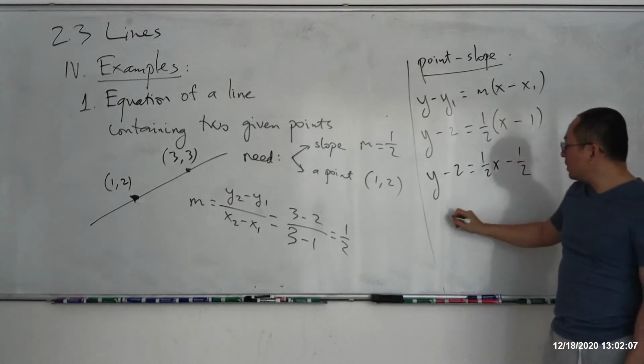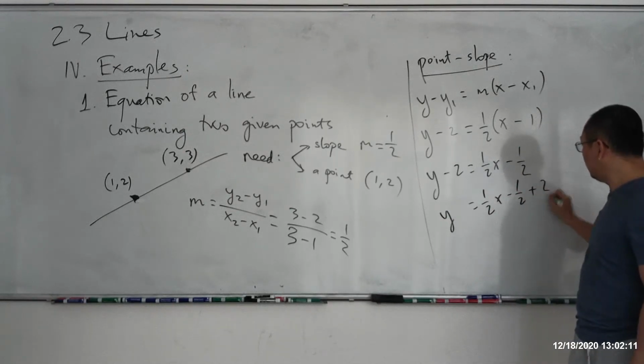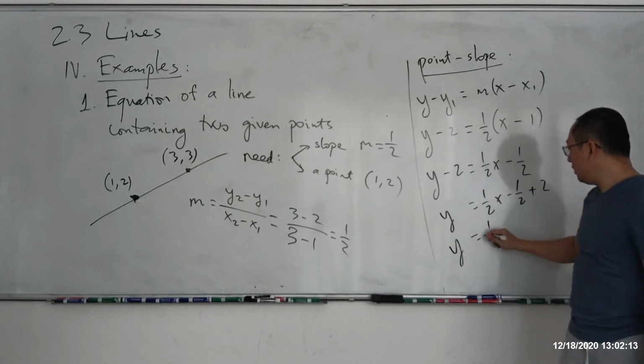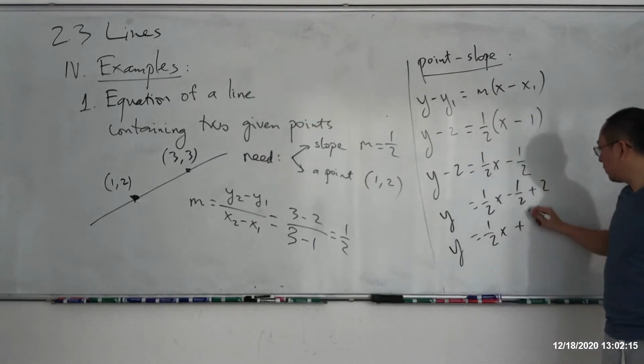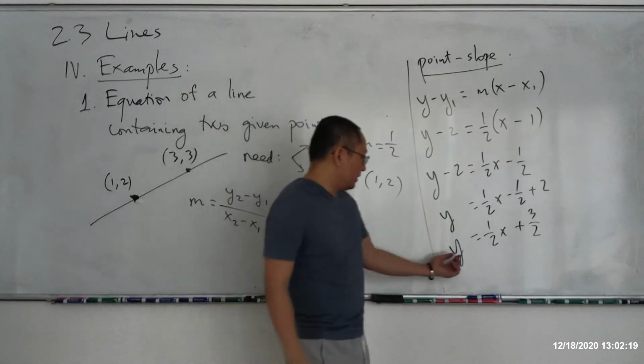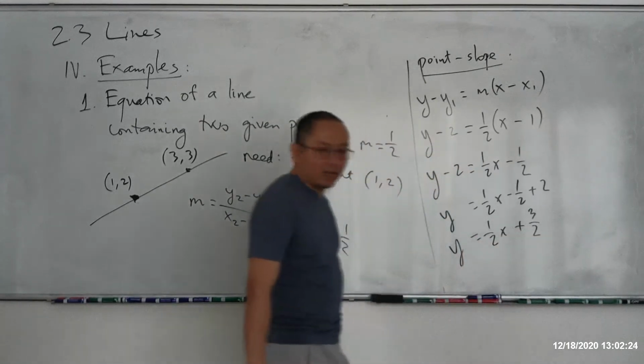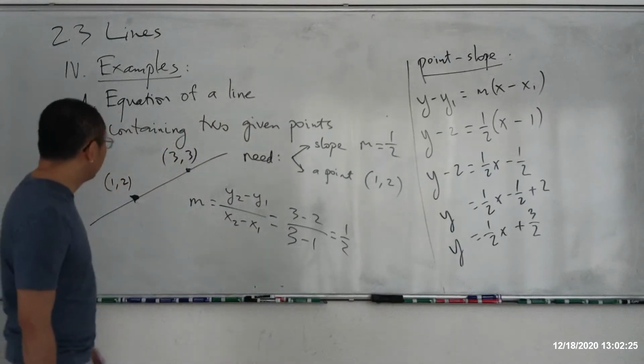You add 2 on both sides. 1/2 of x minus 1/2 plus 2. So y equal to 1/2 of x plus 3/2. And you have the answer. This is a line with slope 1/2 and y-intercept at 3/2. Okay.